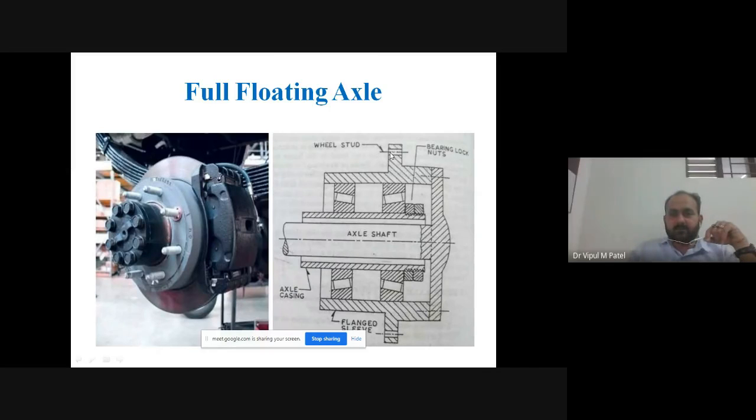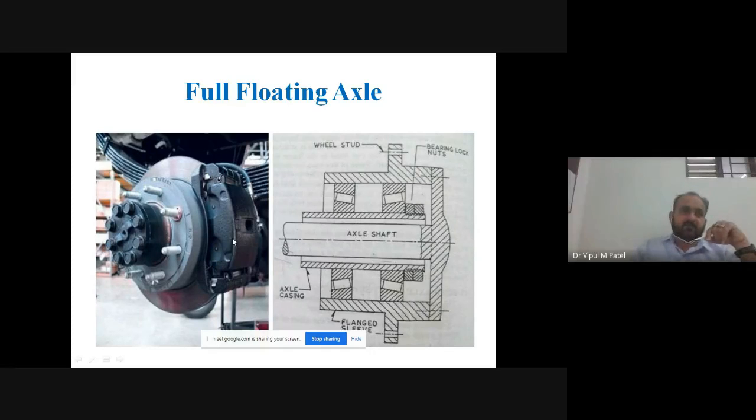Over here it is a wheel stud, and this one is a bearing lock nut on both sides. This is a flange sleeve, and it is a casing of the axle. This one is a casing of the axle, right? So this is a full floating axle.